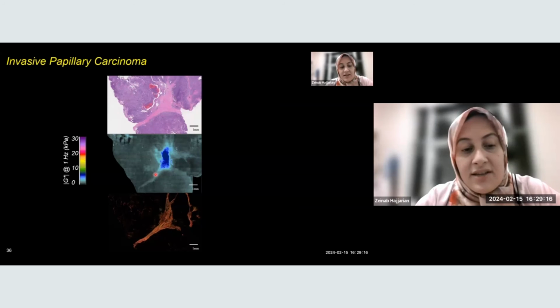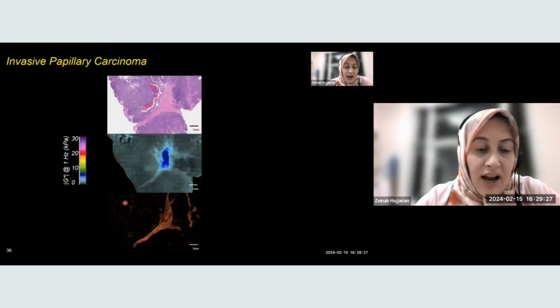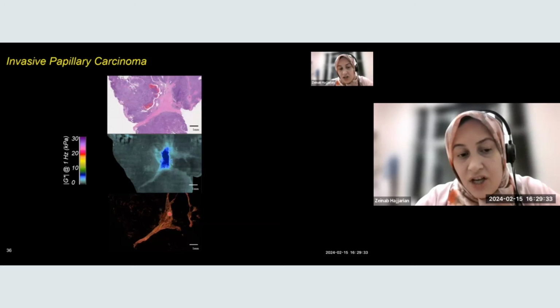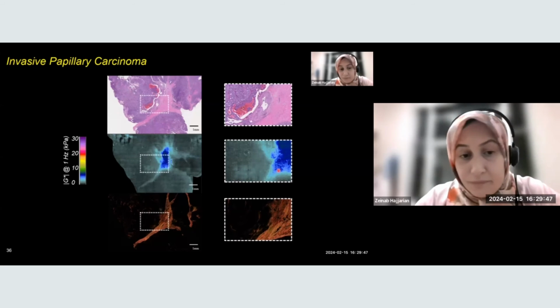You can appreciate the increased stiffness in the fibrous core here. They form these leaves, and these are the blood vessels that basically feed these tumors, so they can bleed. And you can appreciate basically the perfect registration of the shear map with the histopathological sections. These are the collagen fibers that are better visualized in the PSR section. And this is a zoomed in view of that. You can see even the subtle differences in the blood region and the cellular region in the shear map.